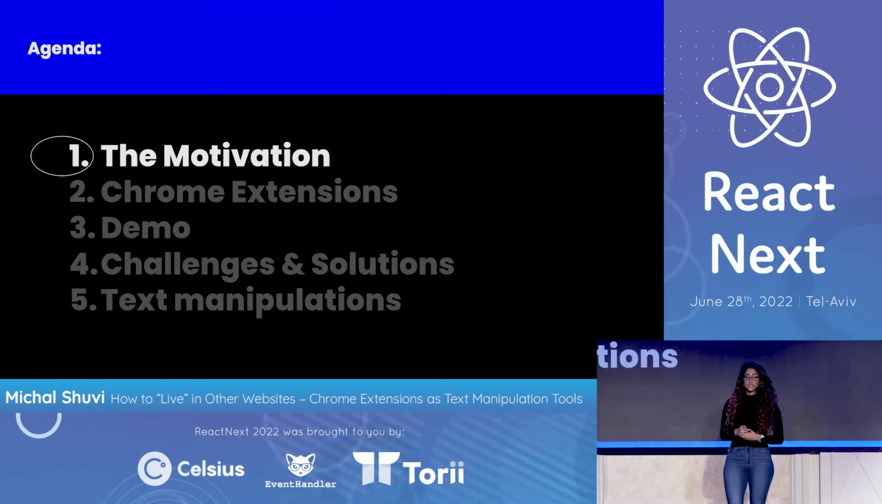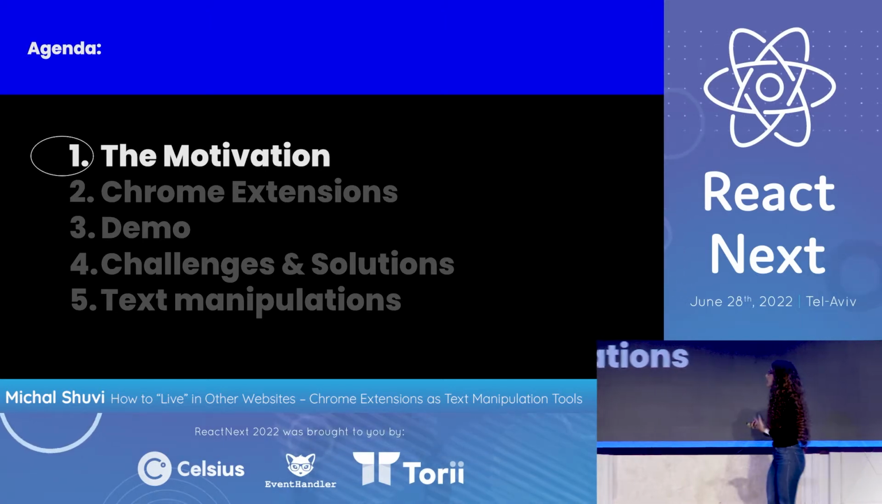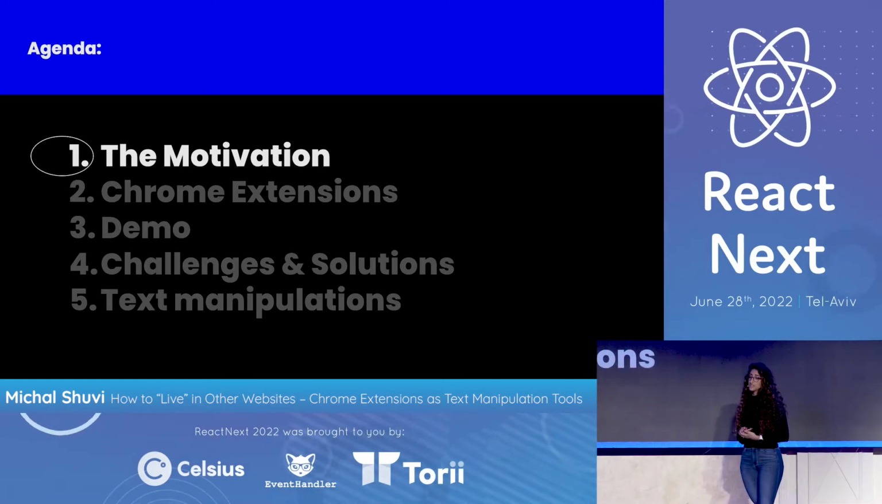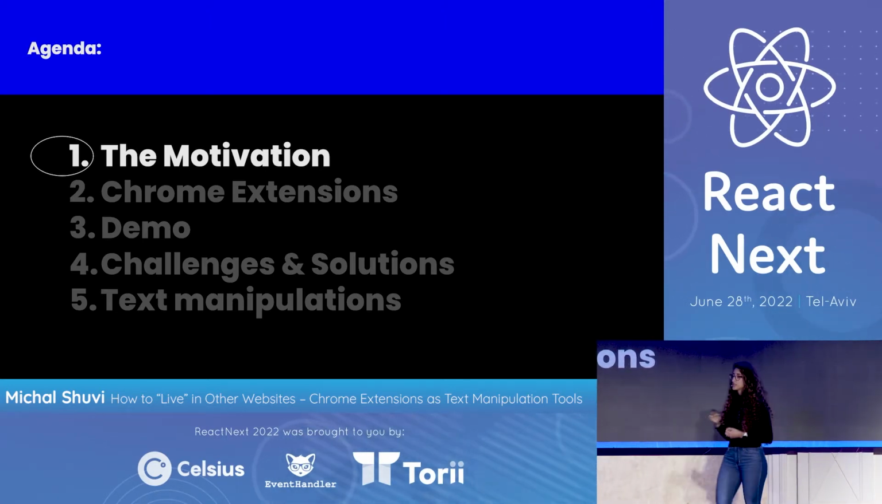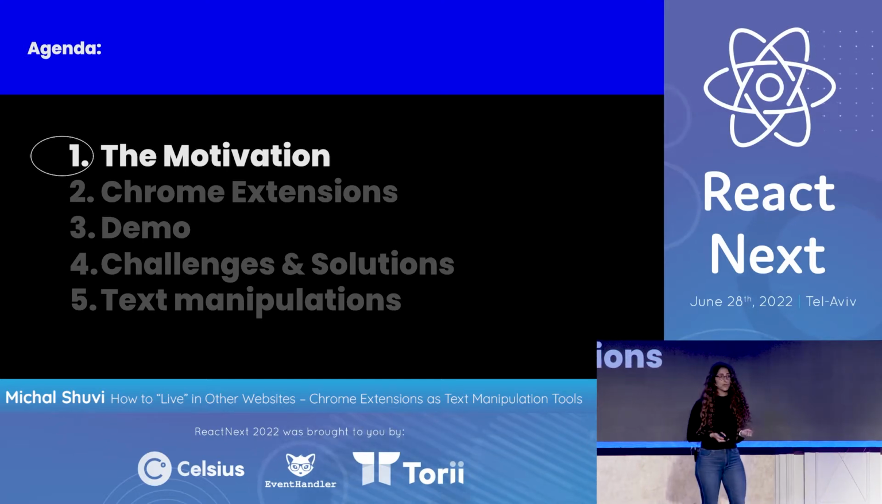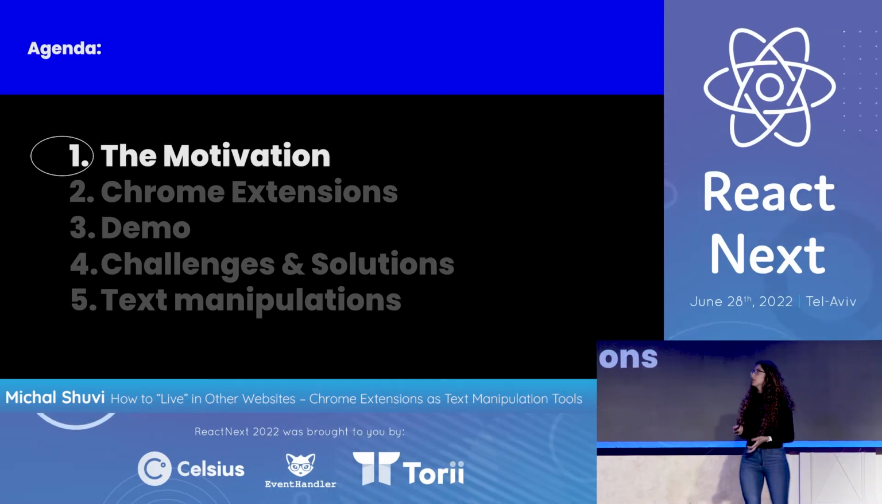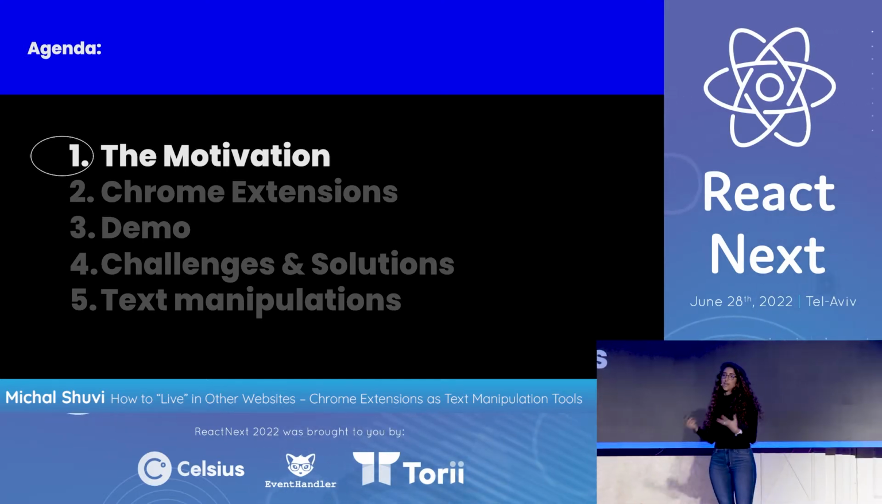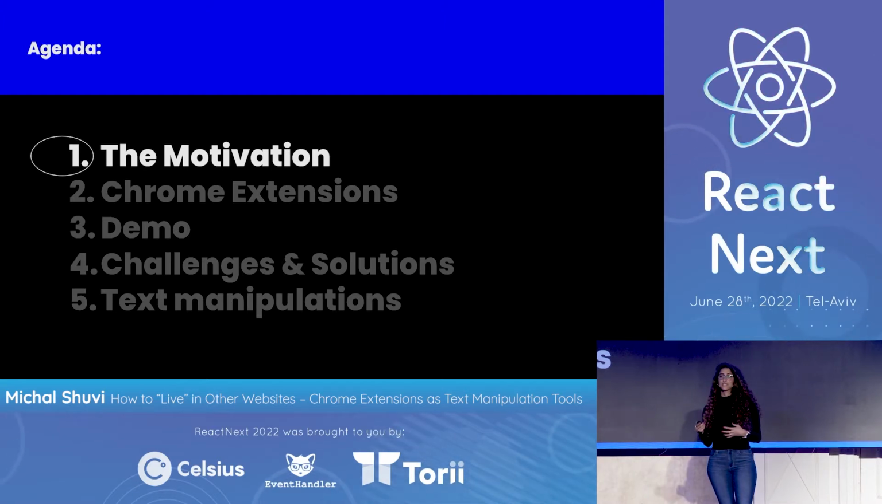So we'll start from the motivation. Why would we want to live on other websites? And then about Chrome extensions, we'll see a cool demo. We'll talk about challenges. And then we'll dive into the web API and how we can manipulate text inside the web.